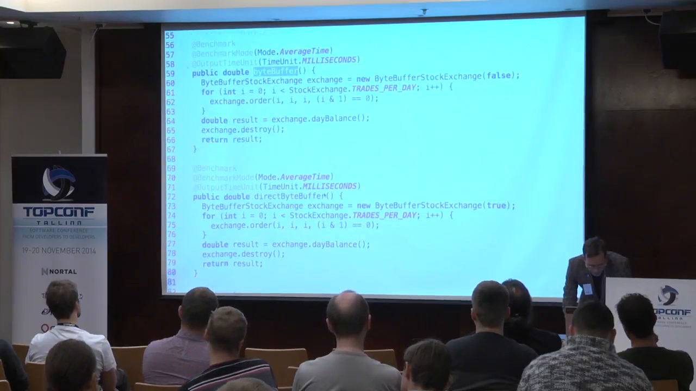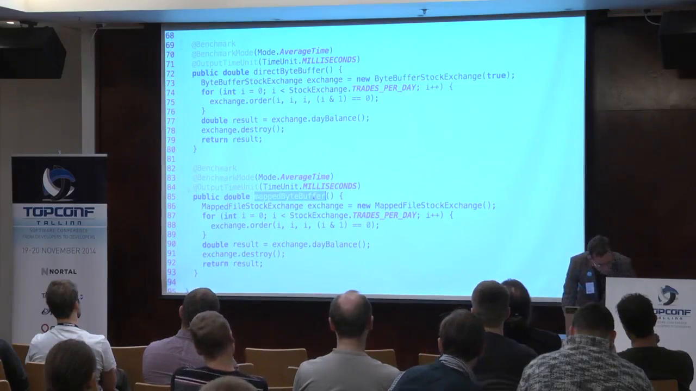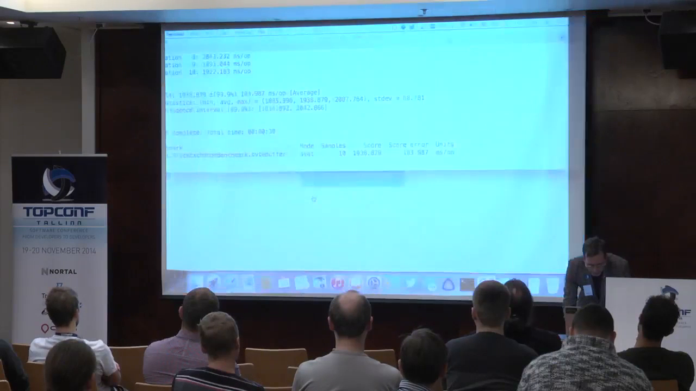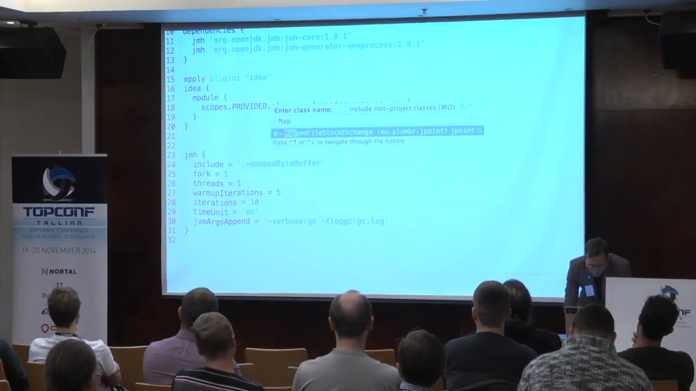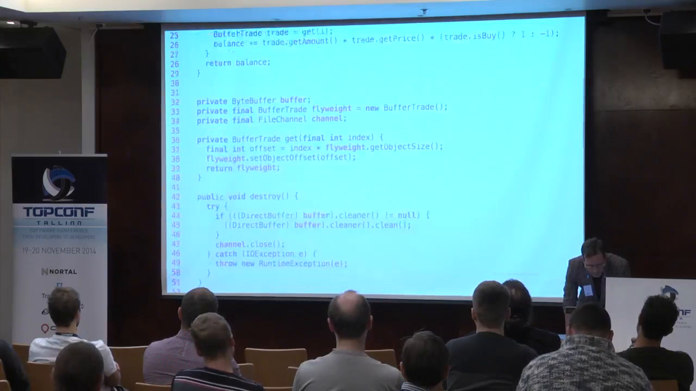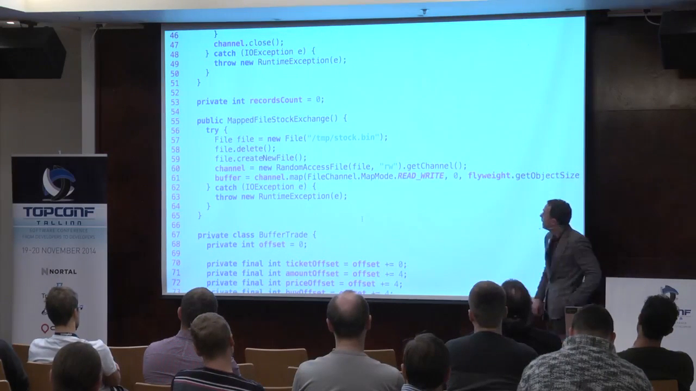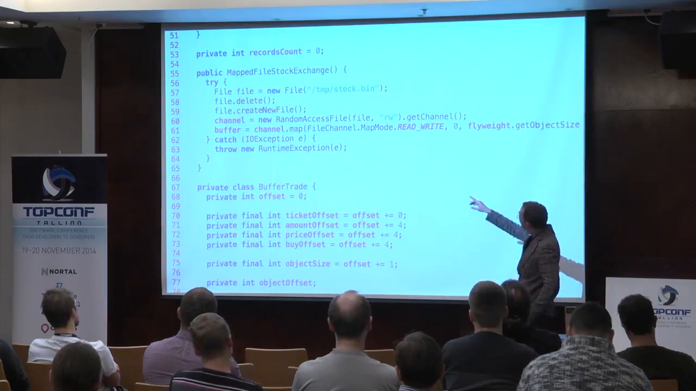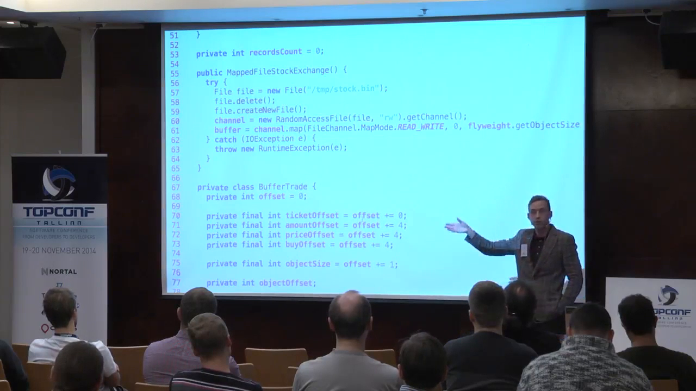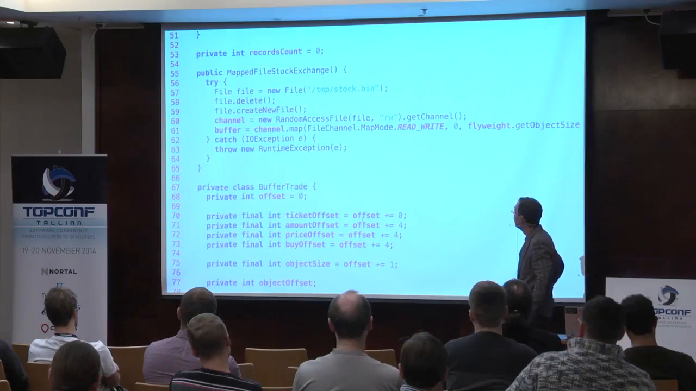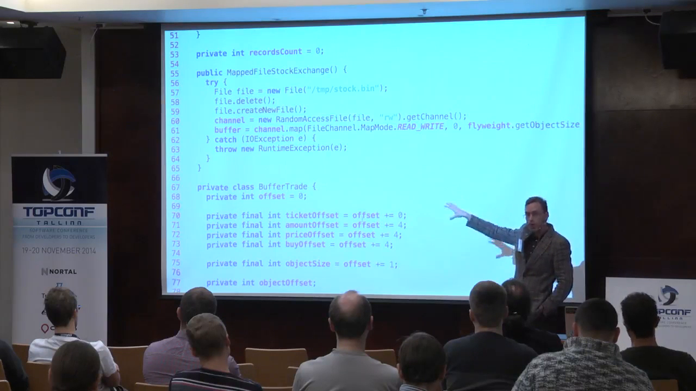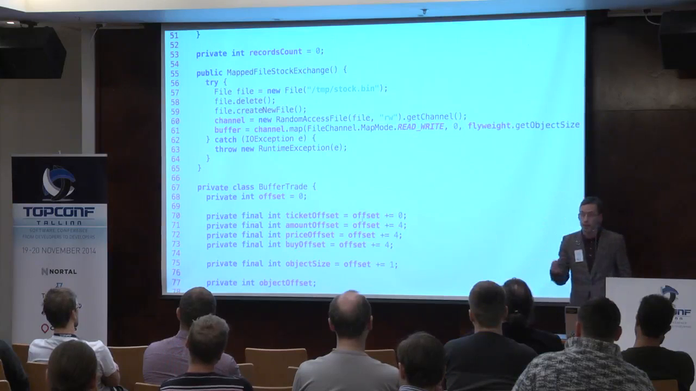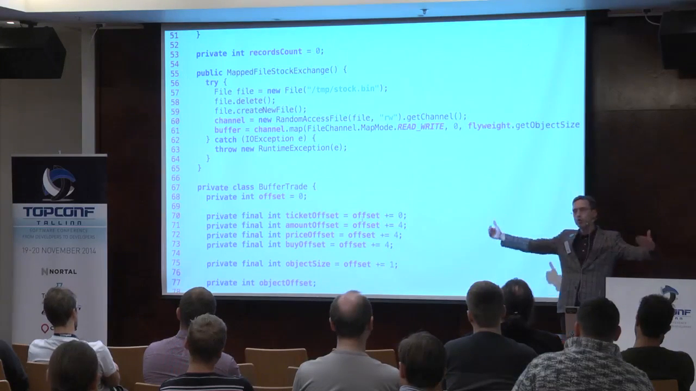And one more, if I have a little bit of time, let us try this one, mapped byte buffer, mapped file stock and change. And what we do here, compared to the previous byte buffer, is that we take a physical file on the hard disk, and we map that file into memory using an operating system specific way. That again is a standard Java API that you can take an arbitrary file and map that file into memory. And then you again communicate with that mapped file as a huge byte array.